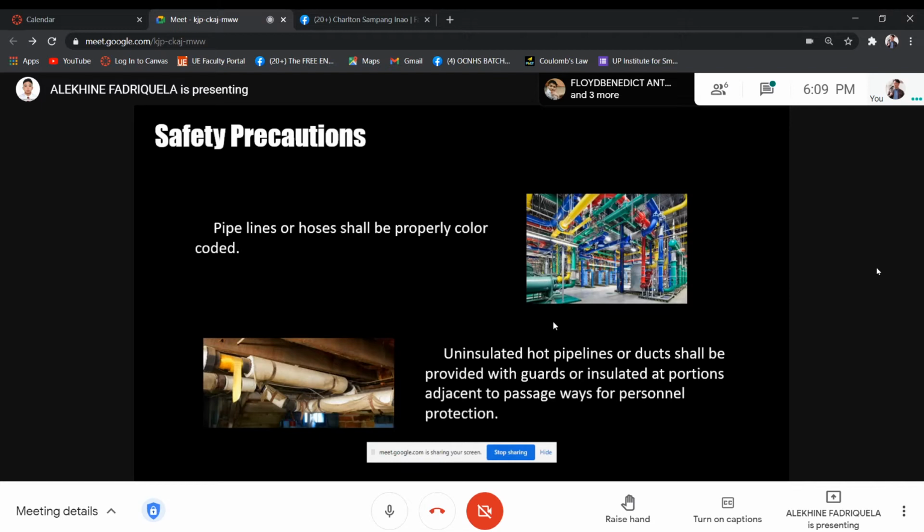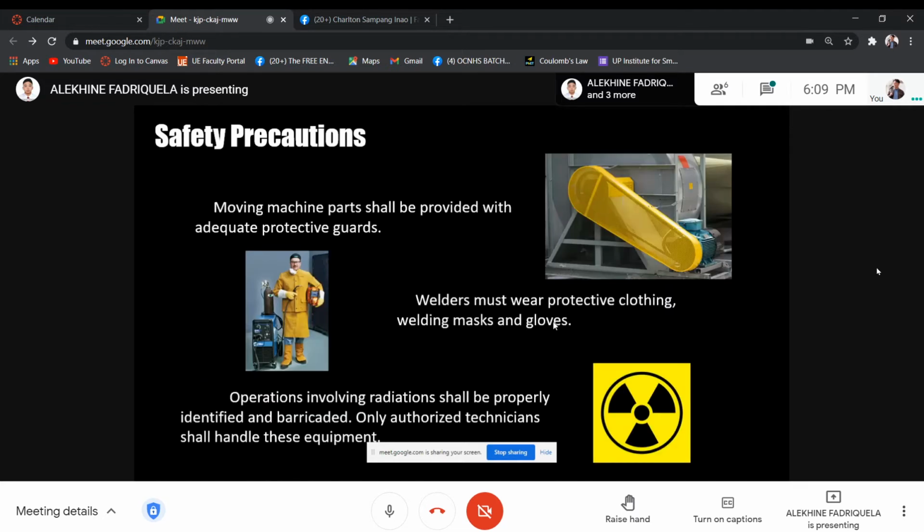Pipelines or hoses shall be properly colored. Uninsulated pipelines or duct shall be provided with guards or insulated portions adjacent to passageway for personal protection. Moving machine parts shall be provided with adequate protective guards.